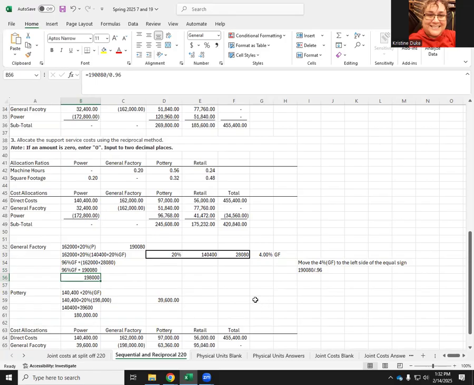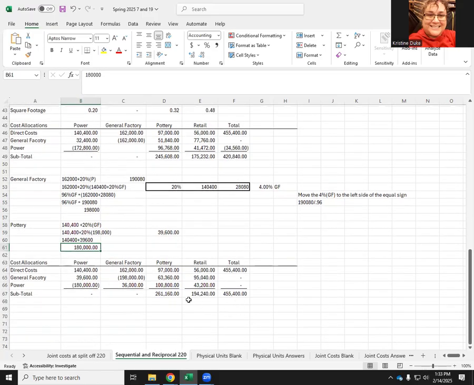Now, the best way for me to do this now is to figure out my power. My power is 140,400 plus 20% of general factory. We know my general factory is this 198. So I take the 140,400 plus 20%, multiply that 20% by the 198, and I get 39,600. 140,400 plus 39,600 is 180,000.